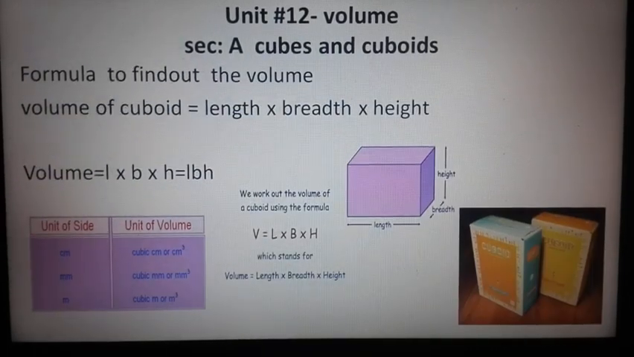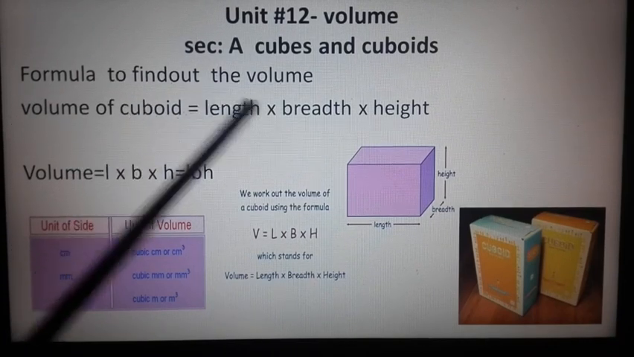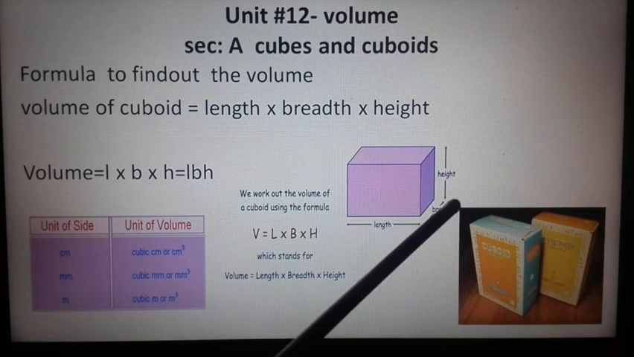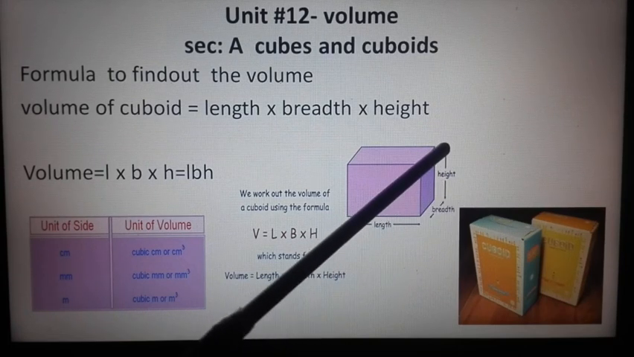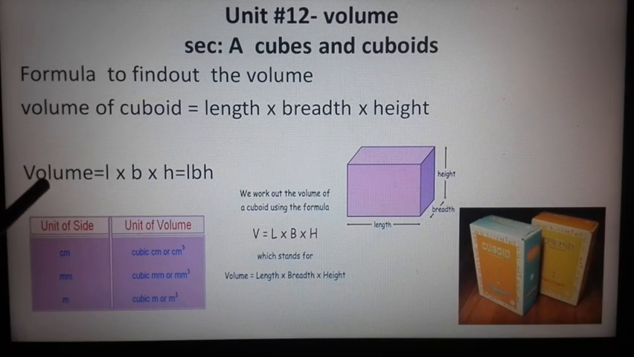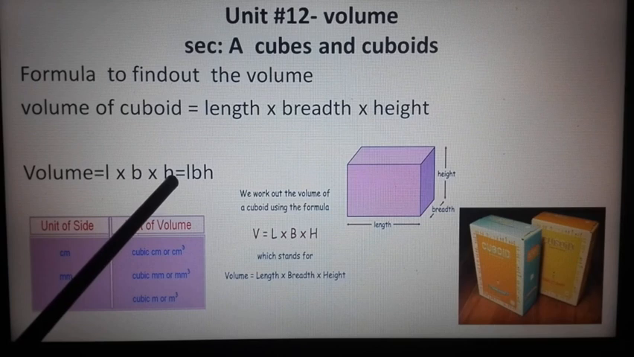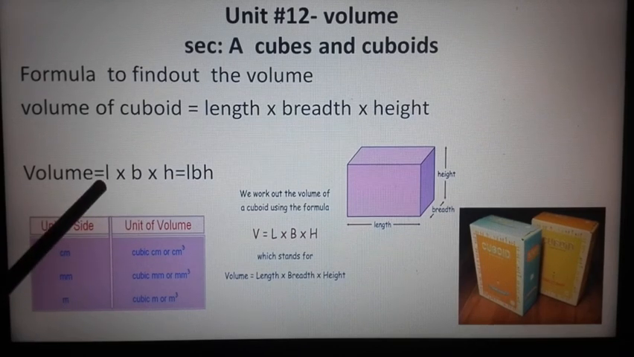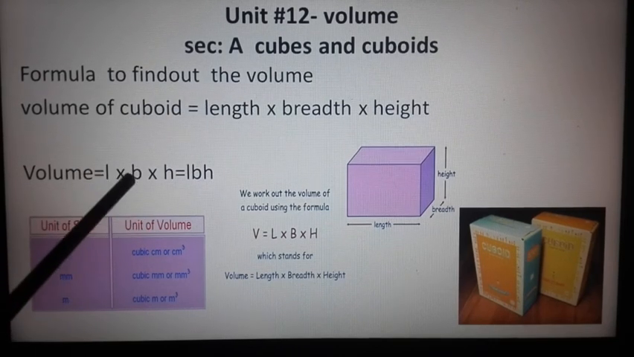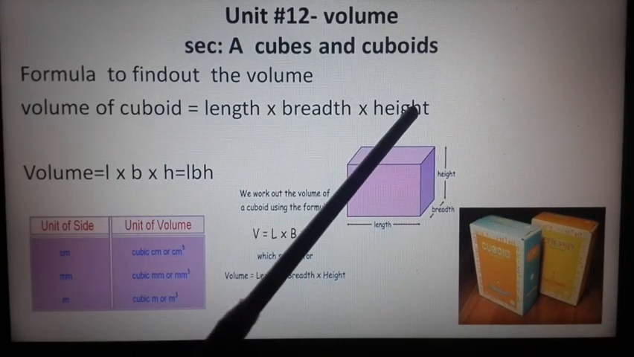Now we will find out the volume of cuboid. What is the formula to find the volume? Volume of cuboid is equal to length multiplied by breadth multiplied by height. So we can write it like that: Volume is equal to L multiplied by B multiplied by H. L stands for length, B stands for breadth, and H stands for height.